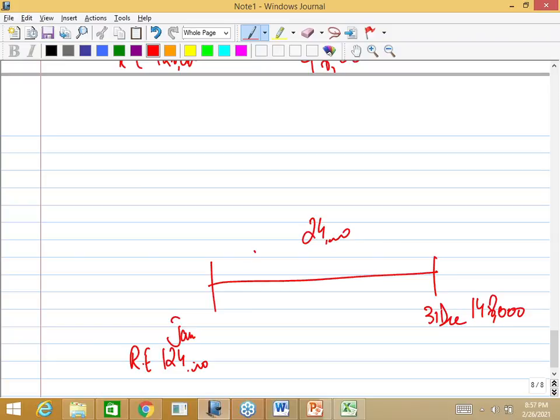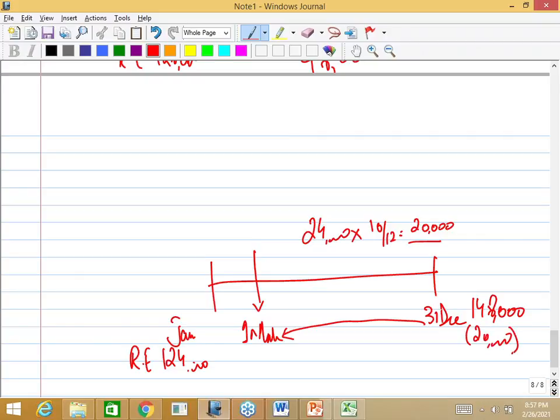But they have acquired the company on 1st March. So you need to deduct 10 months profit in order to calculate the retained earnings at 1st March. So what we have done, we are just deducting the 10 months profit, which is 20,000. When we deduct 20,000 from here, we get the value of retained earnings at acquisition, which is 1,28,000.